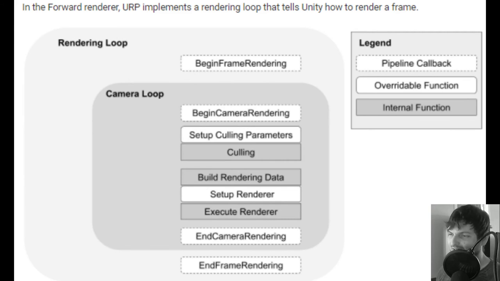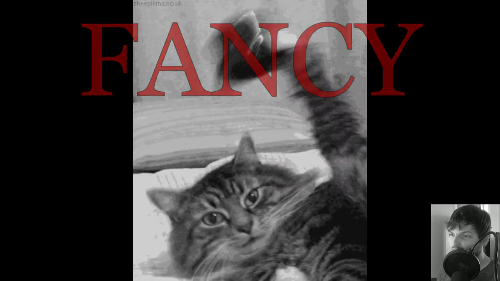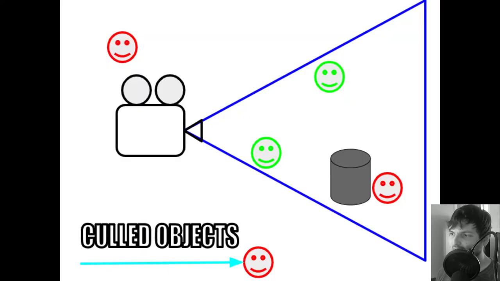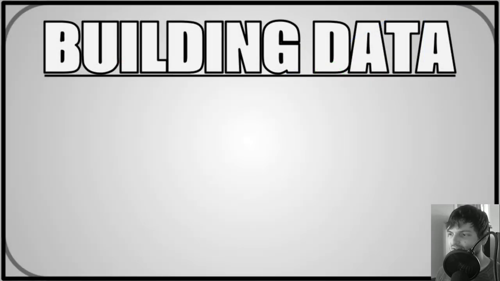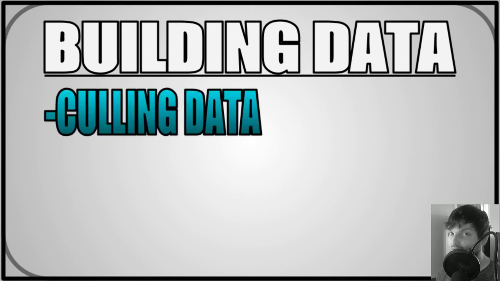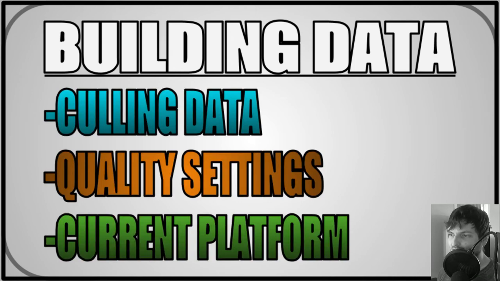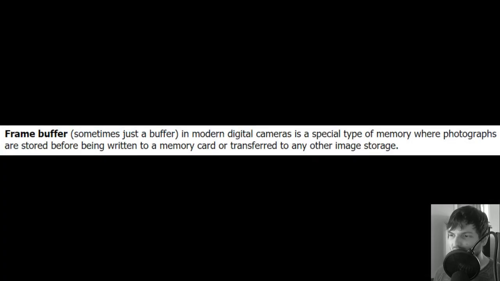Have you ever wondered what this asset even does? Simply put, it is the loop of how Unity renders the screen, which typically is culling rendered objects from the scene, building data for the renderer, then outputting an image to the frame buffer. I know I use some fancy terms, but culling just means dismissing any geometry that can't be seen by the camera. Building data for the renderer is just the process of collecting all pertinent information, such as culling data, quality settings, and the current platform the program is running on. And as for the frame buffer, that is just the location the final image is being stored to be displayed on screen.